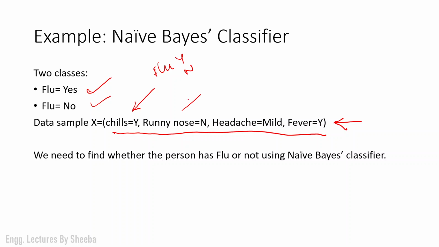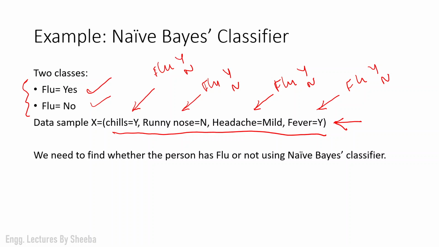Similarly, you will find the probability for runny nose is equal to N given flu is Y and flu is N. Similarly, the probability for headache is equal to mild given flu Y and no. Similarly, fever is equal to Y given flu Y and N. Why flu Y and N? Because those are the 2 classes which we have considered. So how many classes are there?